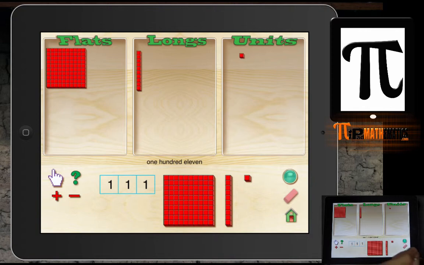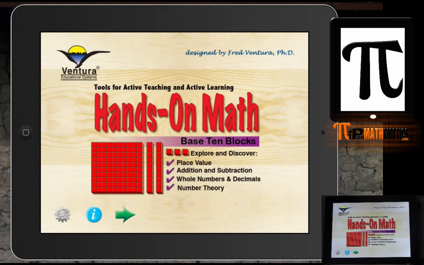Alright, so here ends this quick first introduction video to an app called Base 10 Blocks, or Hands-On Math Base 10 Blocks by Fred Ventura.